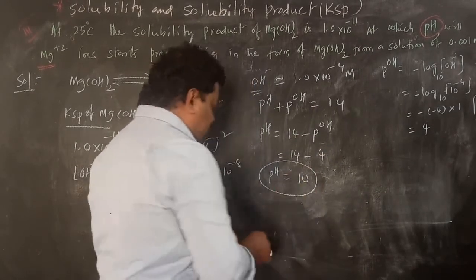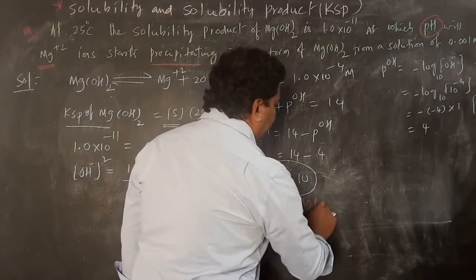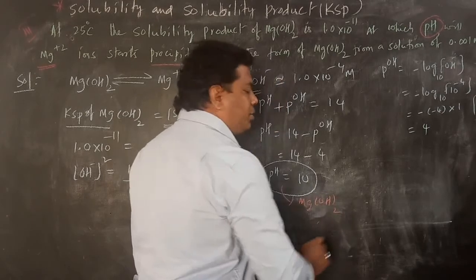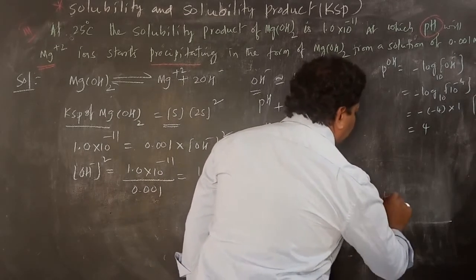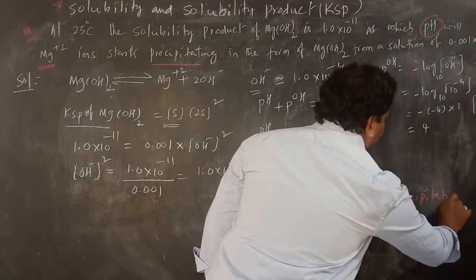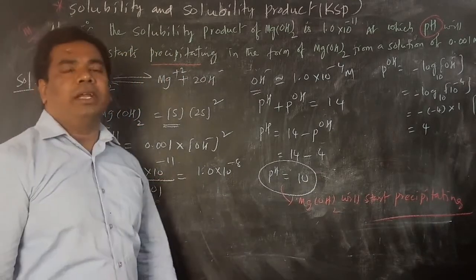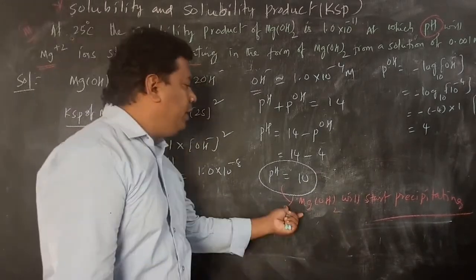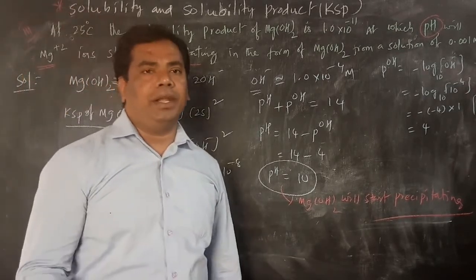So therefore at pH 10, magnesium hydroxide will start precipitating. At what pH will magnesium hydroxide start to precipitate? At pH 10, magnesium hydroxide will start precipitating.